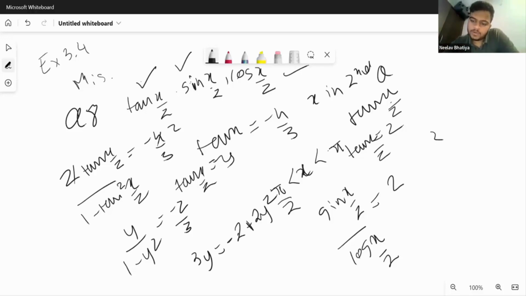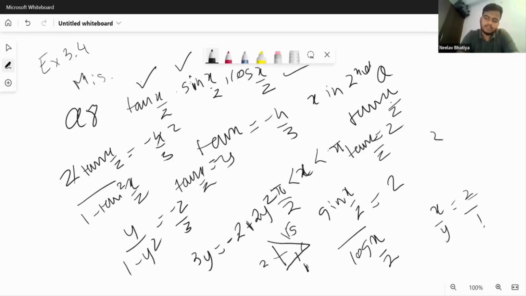Now I know that x upon y is equal to 2 upon 1. So x is equal to 2, y is equal to 1. So try and do that, right? If you construct a right angle triangle and you want to calculate the tan of this, height upon breadth is your tan, correct? So height is 2, breadth is 1, because tan x by 2 is 2 upon 1. So this is root 5, isn't it?